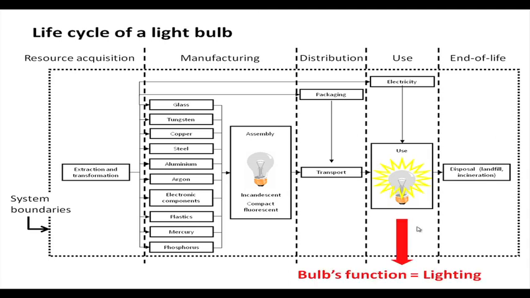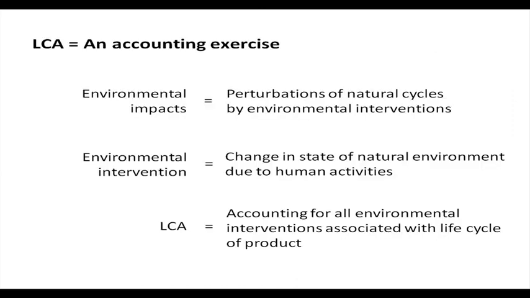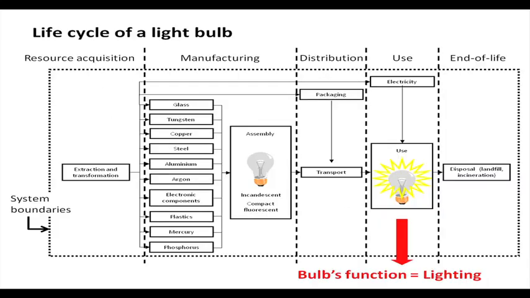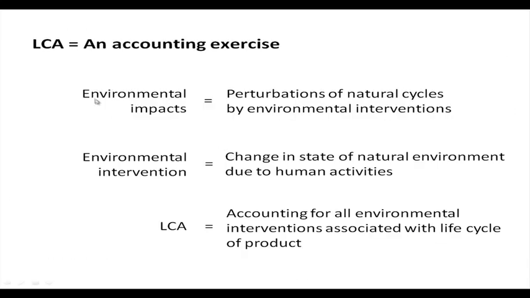So how will we do that? First of all, we need to find out the function and the functional unit. What is the bulb's function? The bulb's function is to provide light, isn't it? That's its major function. Then we will do this LCA as an accounting exercise, where we look at the environmental impact and environmental intervention. Environmental impact is the disturbance of natural cycles by environmental intervention, changes in the state of the natural environment due to human activities. We will look at all that for that functional unit.